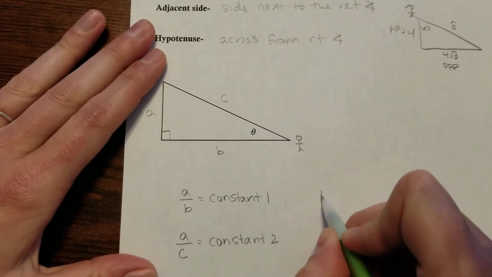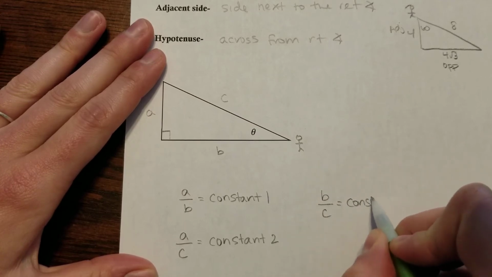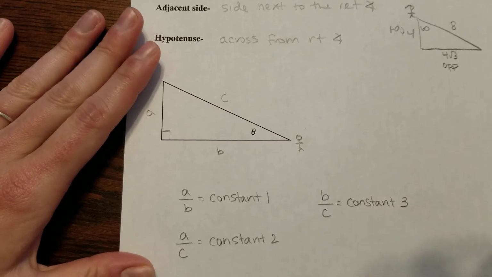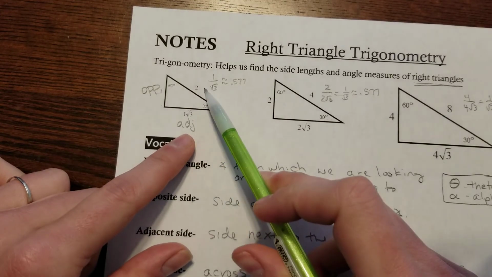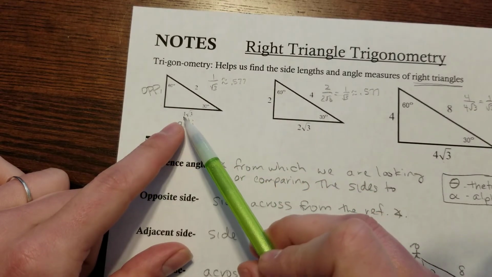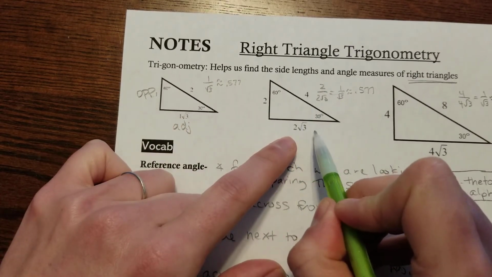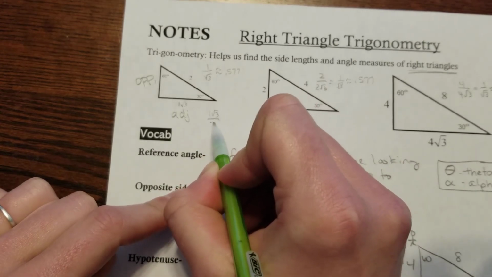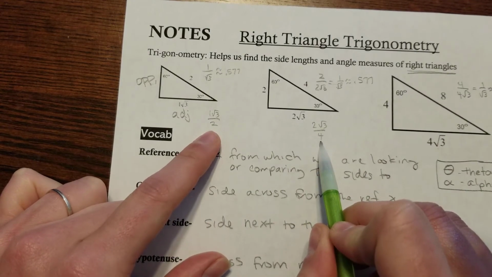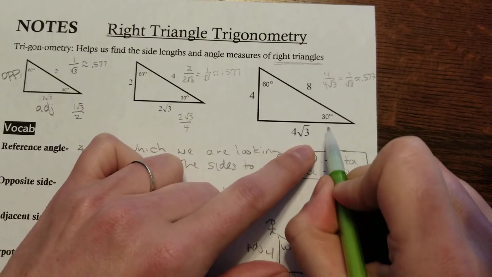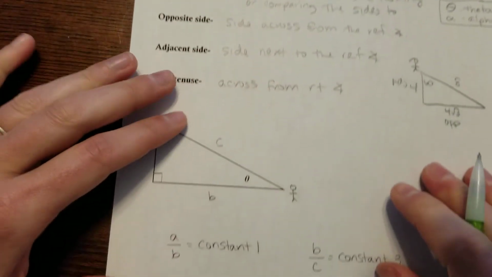I can compare B over C as well, and that's going to give me a totally different constant. Call that constant number 3. If we look at these triangles up here, B and C would have been the adjacent side and the hypotenuse if we were using this as my theta. So 1√3/2. This would have been 2√3/4. Do you see that these would reduce down to the same thing? And then if we did the same two sides over here, 4√3/8. These will always reduce to the same thing.